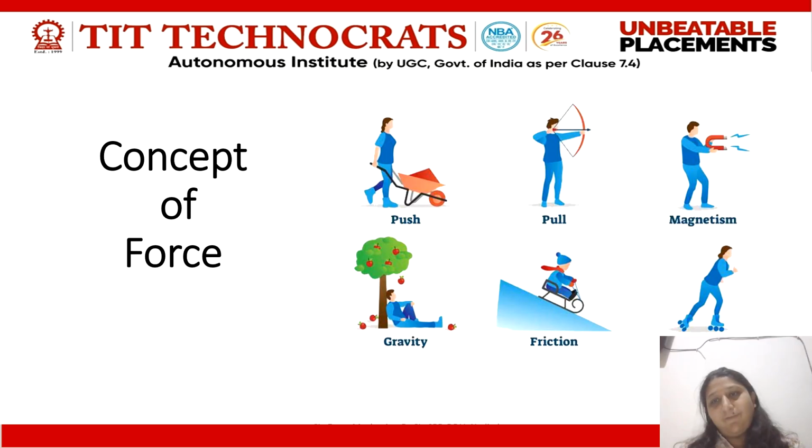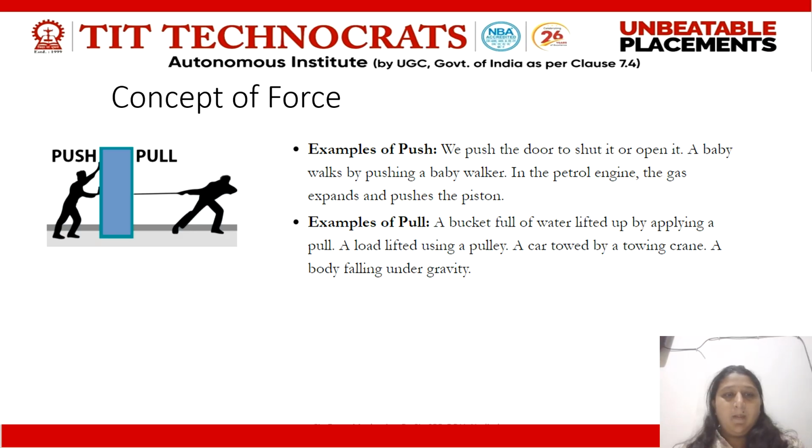As you can see, these are different types of forces. The very first activity for applying force is push, then pulling, magnetism, gravity, friction, and sliding. So these are the various variations of applying forces. Push and pull: we push the door to shut it or open it. A baby walks by pushing a baby walker. These are a few examples of pushing. And for pulling, we pull a bucket full of water by applying a pull. A load lifted using pulleys is an example of pull.